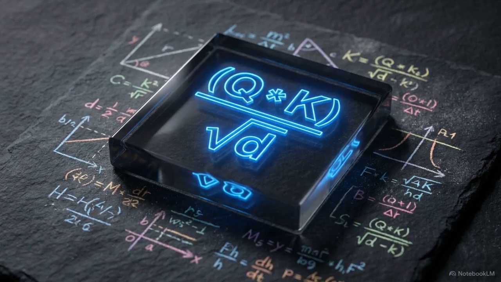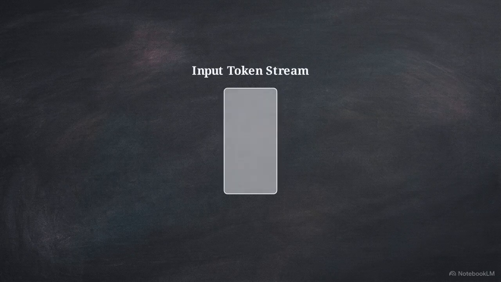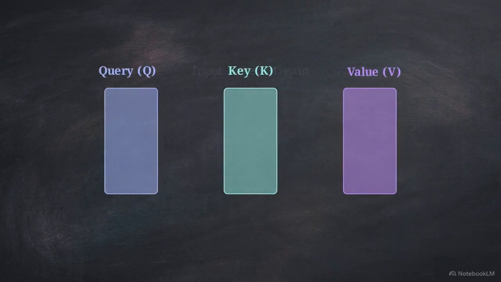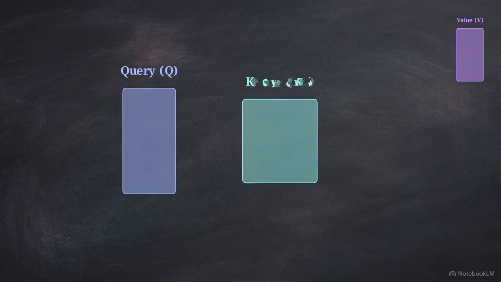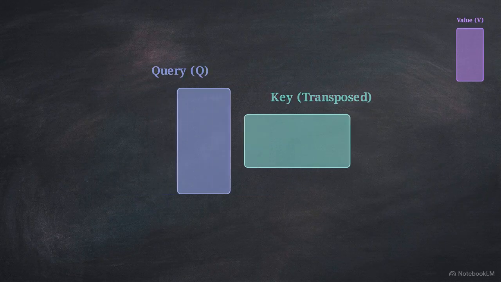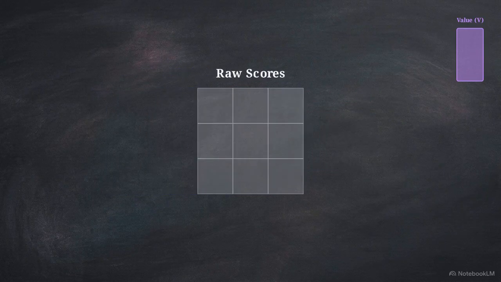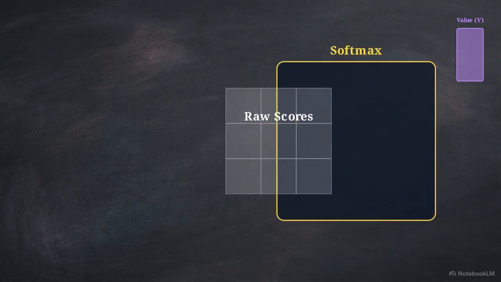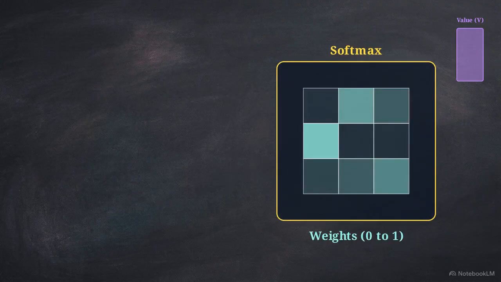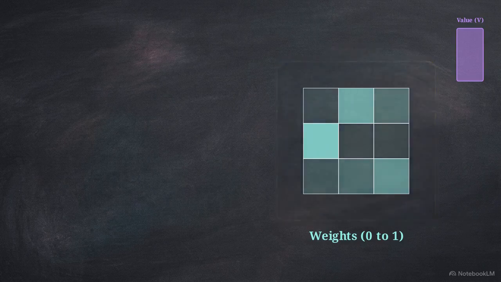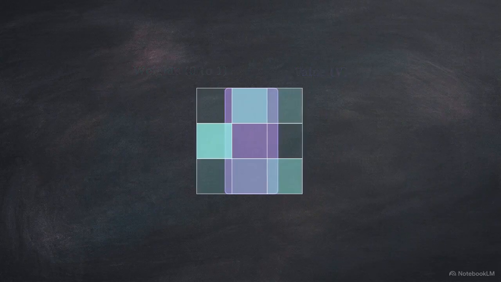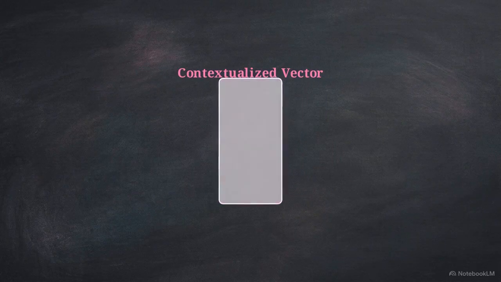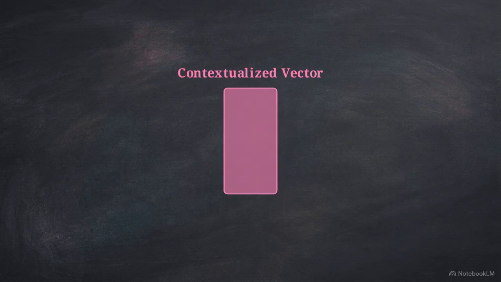This brings us to the core of the architecture, scaled dot product attention. Each token position generates 3 learned linear projections, a query, a key, and a value. The model determines relationships by computing the dot product between every query and every key, yielding a matrix of raw compatibility scores. These scores pass through a softmax function to normalize them into a set of weights that sum to 1. These weights are then multiplied by the value matrix, resulting in a contextualized weighted average for each position.